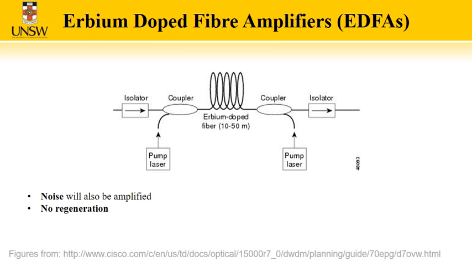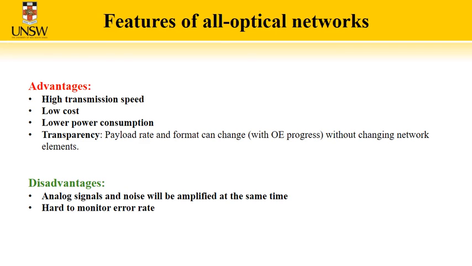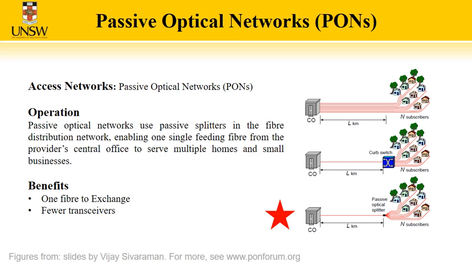Here I'd like to point out that noise will also be amplified by the amplifier, and there will be power loss due to broad splitting. Compared with fiber networks using electronic switching, optical networks have some benefits, including high transmission speed, low cost, lower power consumption, and transparency. However, in optical networks, analog signals and noise will be amplified at the same time, and it's hard to monitor error rate.